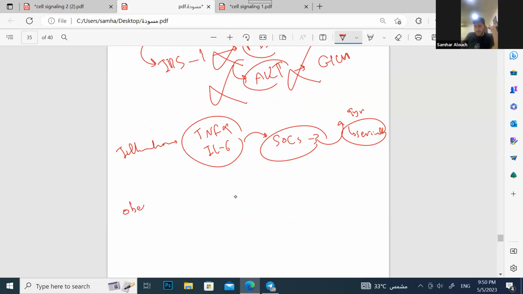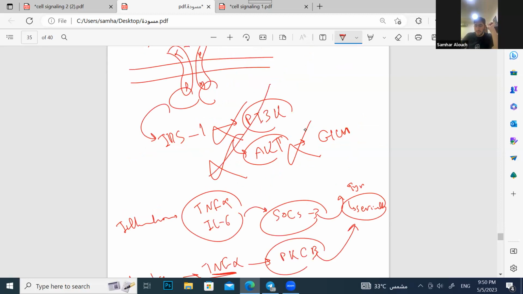The other thing is obesity. Obesity increases TNF alpha. And so obesity activates TNF alpha, which activates PKC beta. PKC beta also changes tyrosine into serine, and serine causes the whole thing also to be interrupted. And so we have insulin resistance.